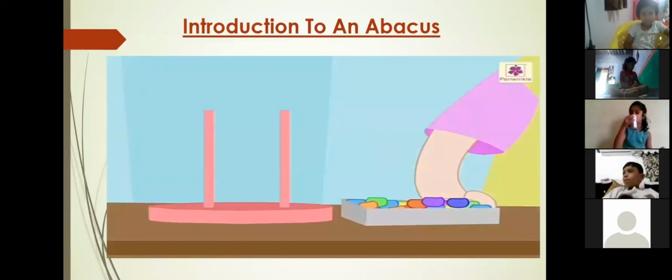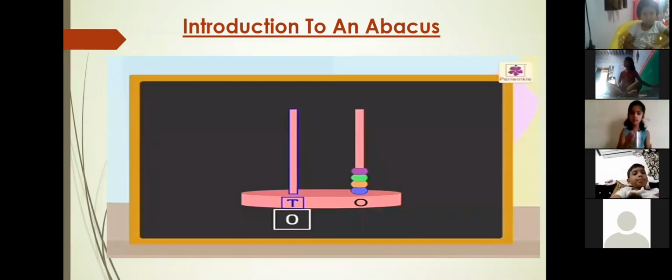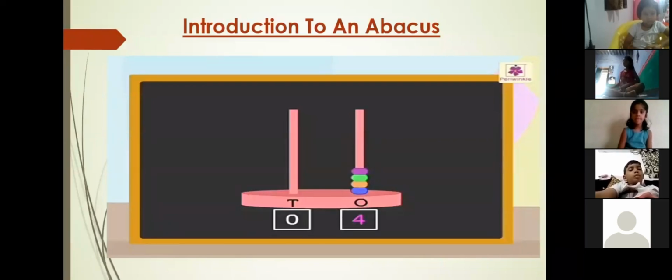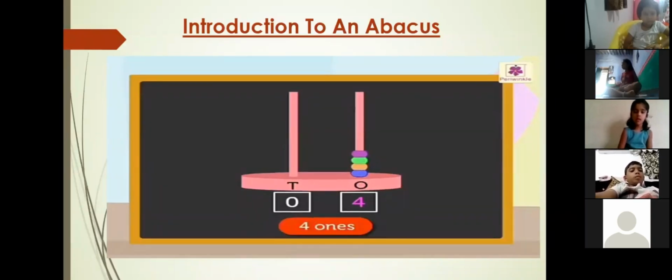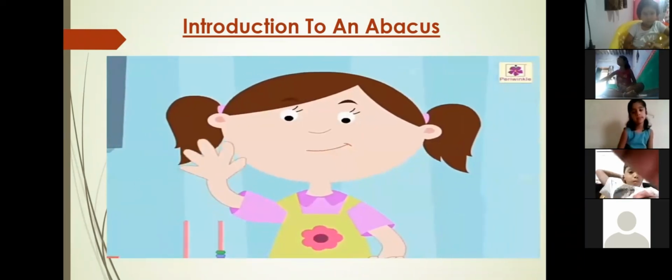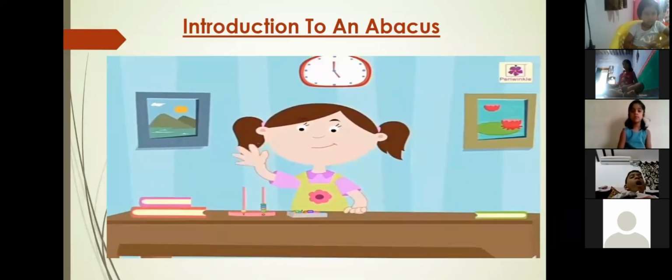Look at the abacus now. Here there are no beads in the tens rod. That means 0 tens. And 4 beads in the ones rod. That is 4 ones. So we get the number as 4. That is 4 ones. So friends, wasn't it interesting to learn reading numbers using an abacus with Simi?